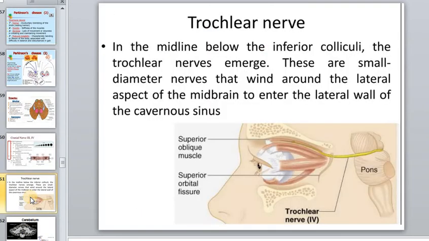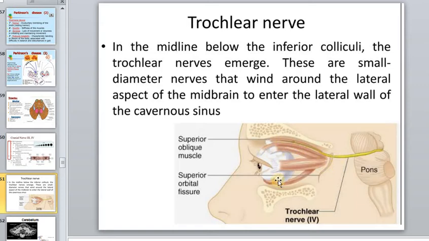And one more nerve, it's not a very big nerve, but they are small diameter nerves that wind around the lateral aspect of the midbrain to enter the lateral wall of the cavernous sinus.